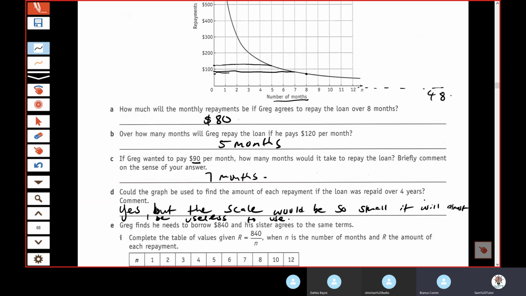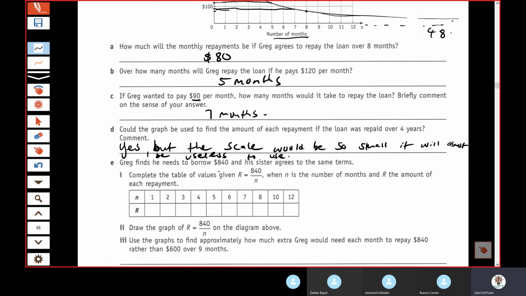The scale will be so small, it'll almost be useless to use, because you've got to think about it. It's going to keep going like this. By the time it gets to here, you're going to go to the side and say, "Oh, it's, I don't know, $1.50." Okay, how do you even know? So you're going to take a very poor guess even. It's not going to be a good guess.